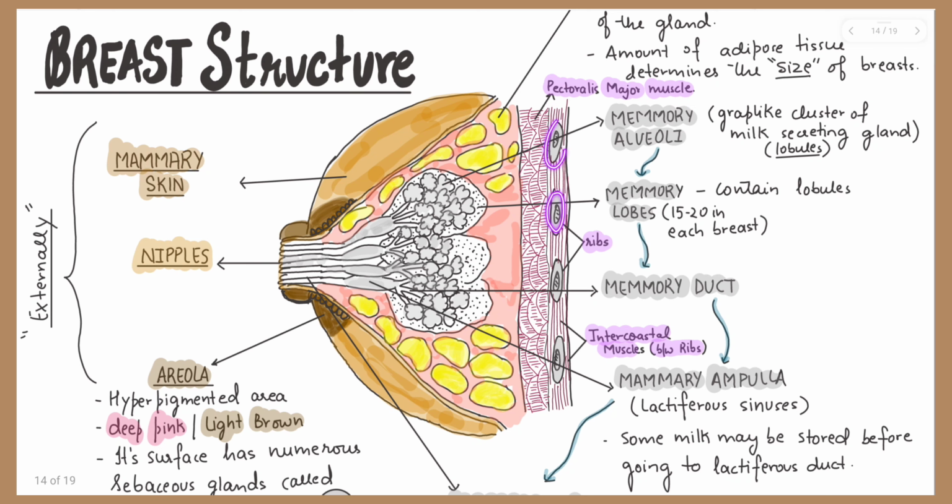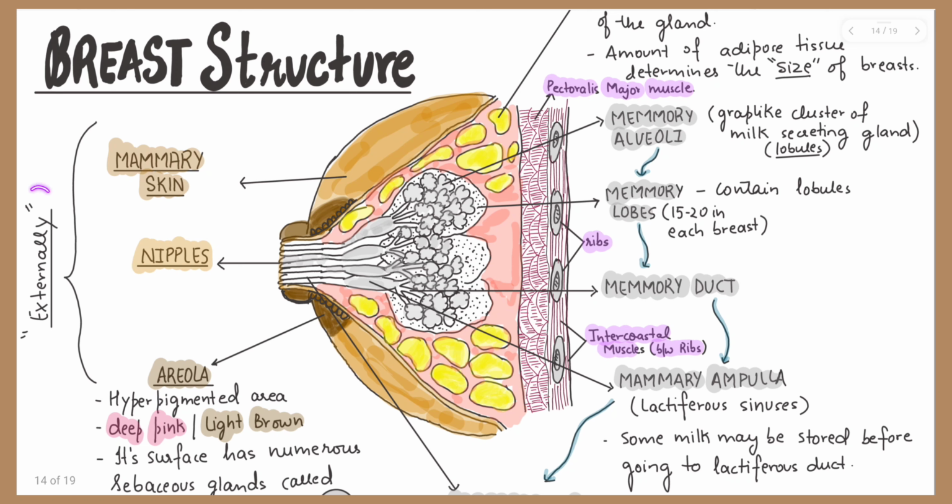Here we can see these structures represent ribs. So these are ribs, below which the lungs are present. The muscles between these ribs are called intercostal muscles. Intercostal muscles are present between ribs, and above ribs we can see a muscle called the pectoralis major muscle on which these protuberances, or we can say mammary glands, are present.